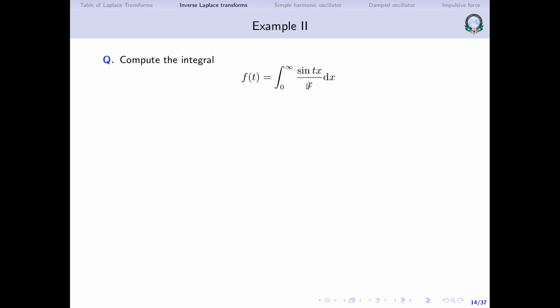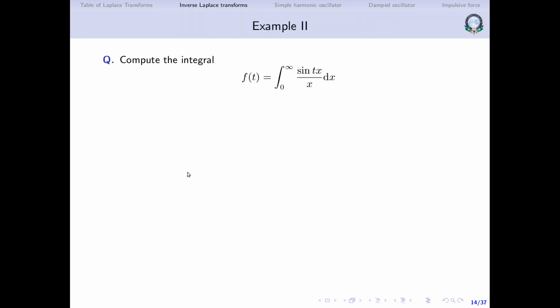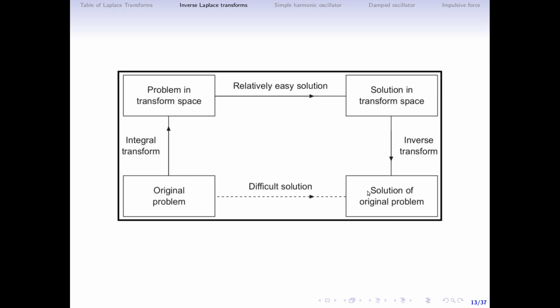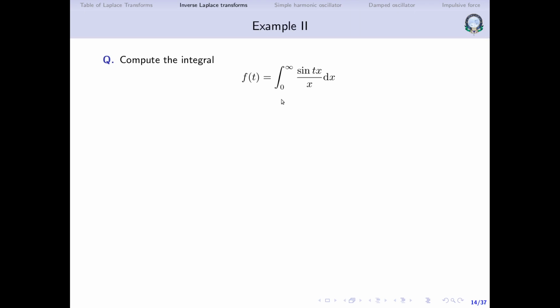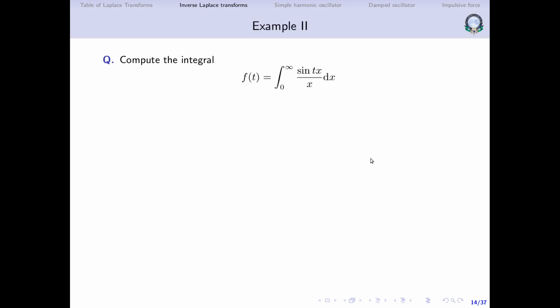So the original problem was that we are trying to find the integration of sin(tx)/x, and getting the solution by ordinary integral calculus is extremely difficult. So what we will do here is take the route of the Laplace transform. We'll use a Laplace transform and get the solution much more easily and much faster.